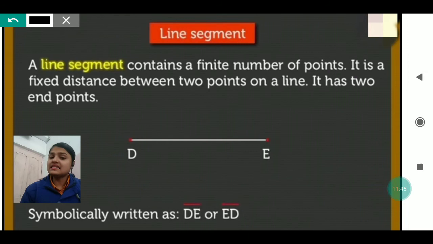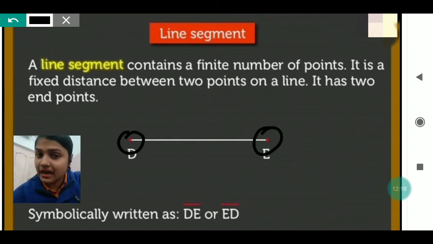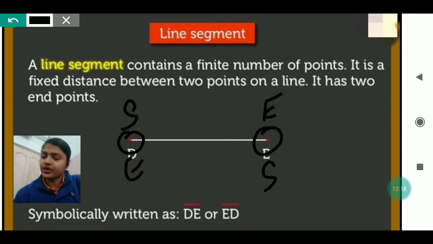Now we have the line segment. A line segment contains a finite number of points. It is a fixed distance between two ends on a line. It has two end points, means the starting point is also there and the ending point is also there, and that is a line segment. It's not a line. You can mark this starting point, you can mark this ending point, but it has a fixed length.